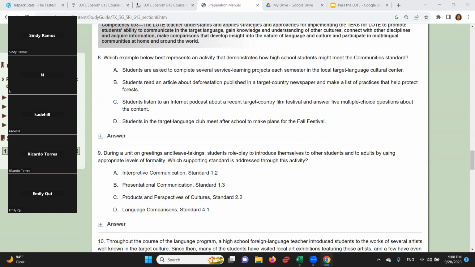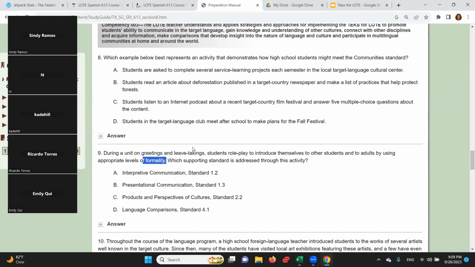During a unit on greetings and leave taking, students role play to introduce themselves to other students and to adults by using appropriate levels of formality. Which supporting standard is addressed through this activity? So if you're in my course in tutoring, we've talked about levels of formality and linguistic register, knowing when to use tú and when to use usted, right?